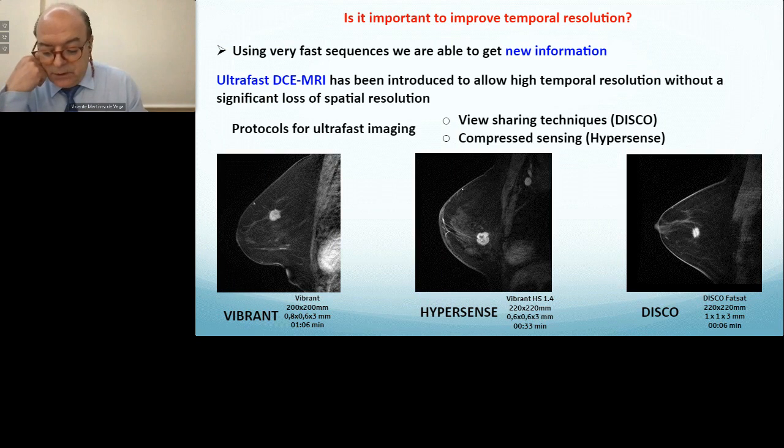But if the acquisition time is further reduced, we can get a new type of information. The strong and fast initial enhancement in breast cancer results from high vessel density and permeability caused by non-physiological angiogenesis. Ultra-fast dynamic MRI has been introduced to allow high temporal resolution without significant loss of spatial resolution, using different strategies of k-space reconstruction, such as view sharing, DISCO or compressed sensing, HyperSense, which may make it possible to perform ultra-fast dynamic MRI during the first minute after contrast injection.